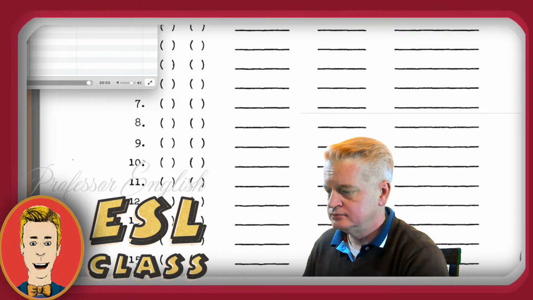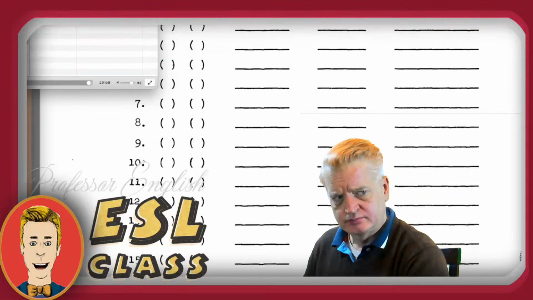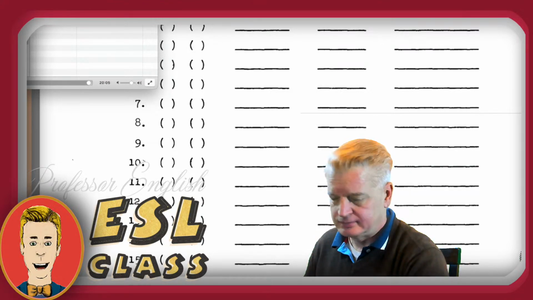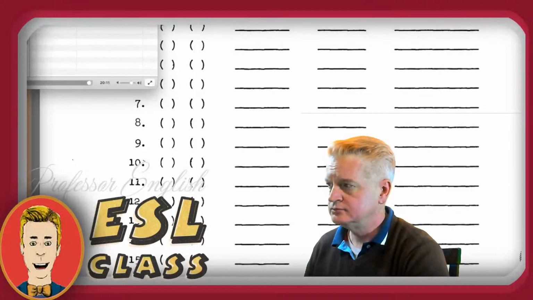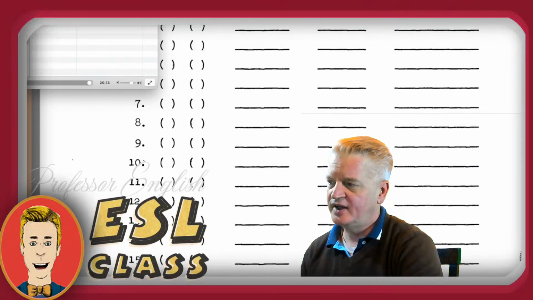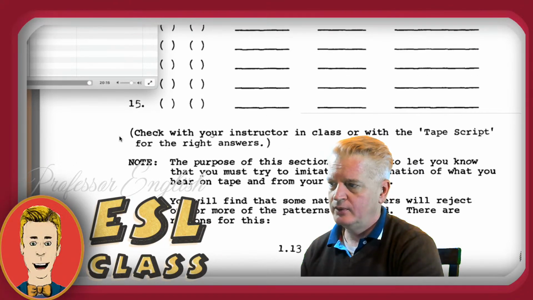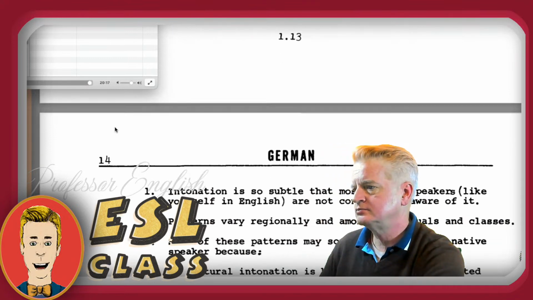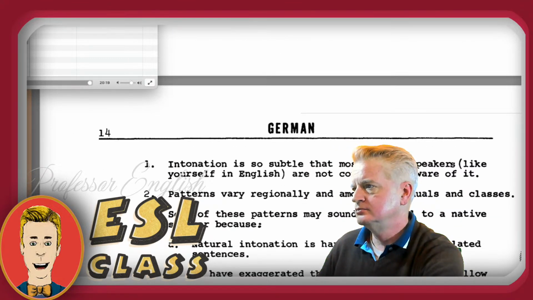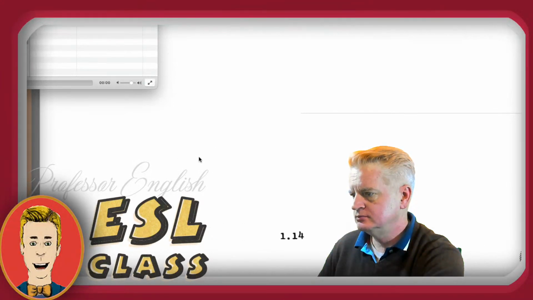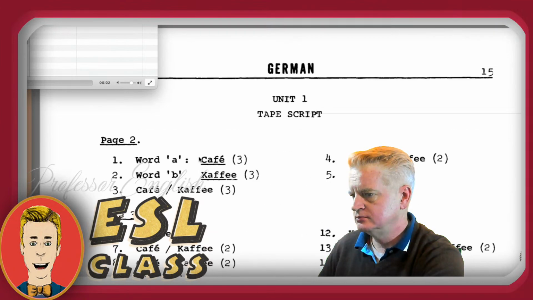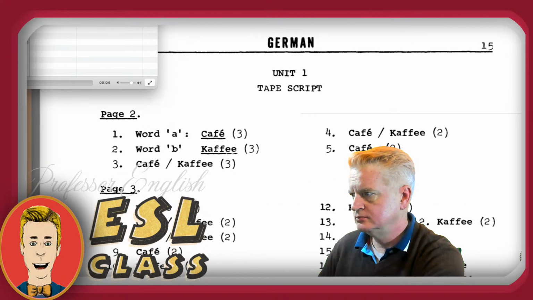14. Haben Sie etwas zu verzollen? Sounds like a question. Haben Sie etwas zu verzollen? 15. Die Milch ist gut. Statement. Die Milch ist gut. End of Unit 1, FSI German, Programmed Introduction. FSI German, Programmed Introduction, Unit 2.